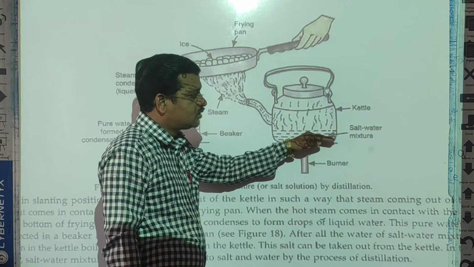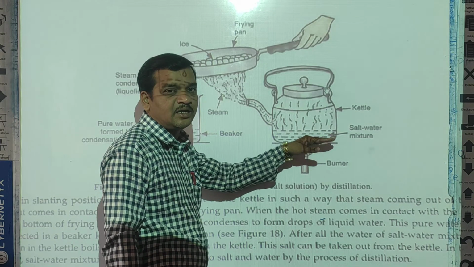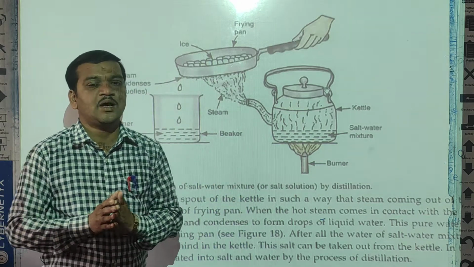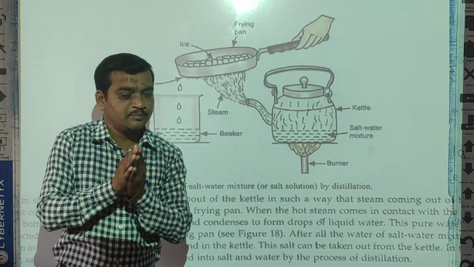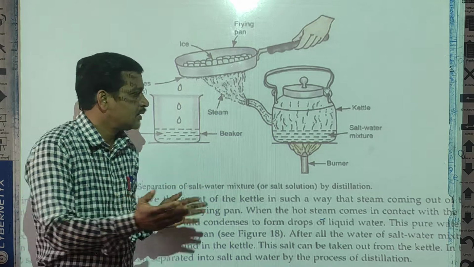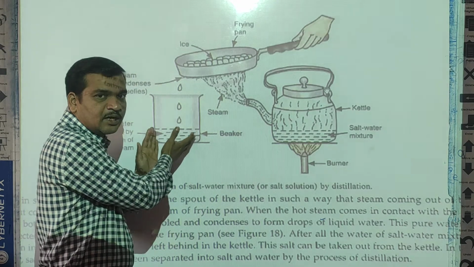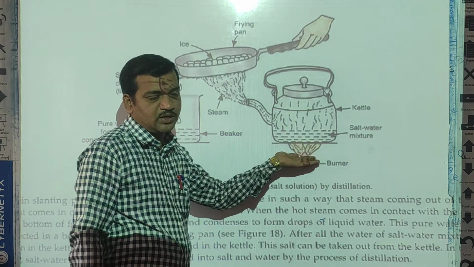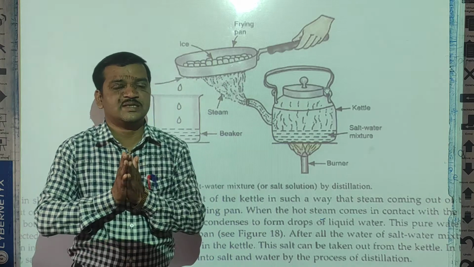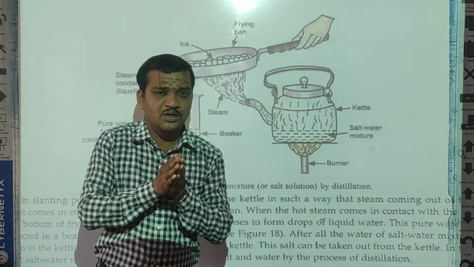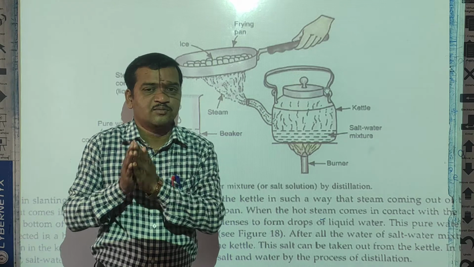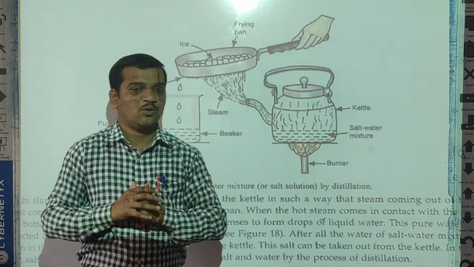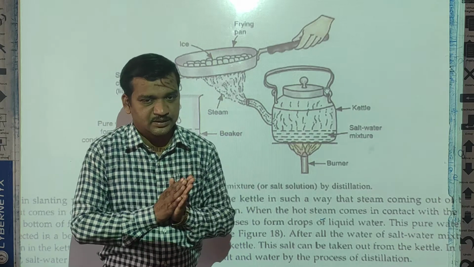evaporation of the water, what is left behind in this kettle? Solid salt. So this way you can separate out the two components of a mixture into two separate containers. In one beaker you will get the water, and in the second, the kettle, you will get the salt. Okay, so salt is left behind. So this way we can separate out the salt and water from a mixture of salt and water. Okay students, I hope you understood this method.